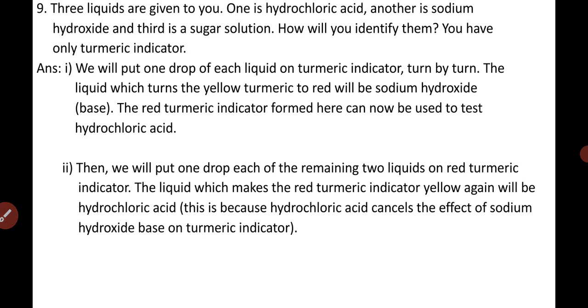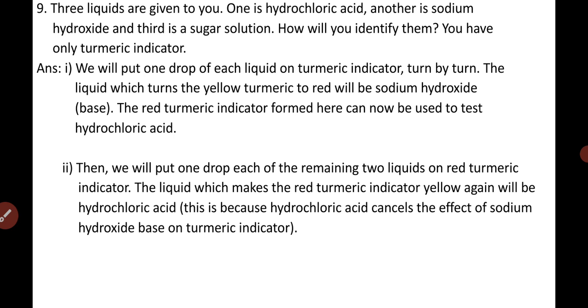So then we will put 1 drop each of the remaining 2 liquids on red turmeric indicator, again turn by turn. The liquid which makes the red turmeric indicator yellow again will be hydrochloric acid. Understood? The red turmeric indicator which you have got now, means not the red color which you have got from the yellow turmeric indicator by adding basic substances, that is sodium hydroxide. If you add the acidic substances to it, then it will change to yellow color again. Why will it change to yellow color again?